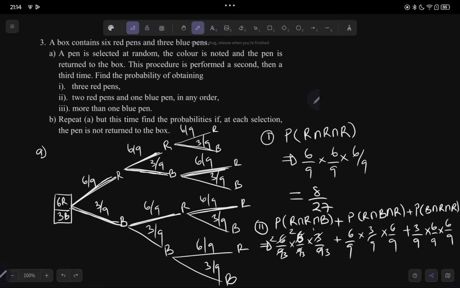So 4 out of 27 times 3, we shall get 12 out of 27, which you can simplify. 12 divided by 3 is 4, 27 divided by 3 is 9. So the answer here is 4 out of 9.